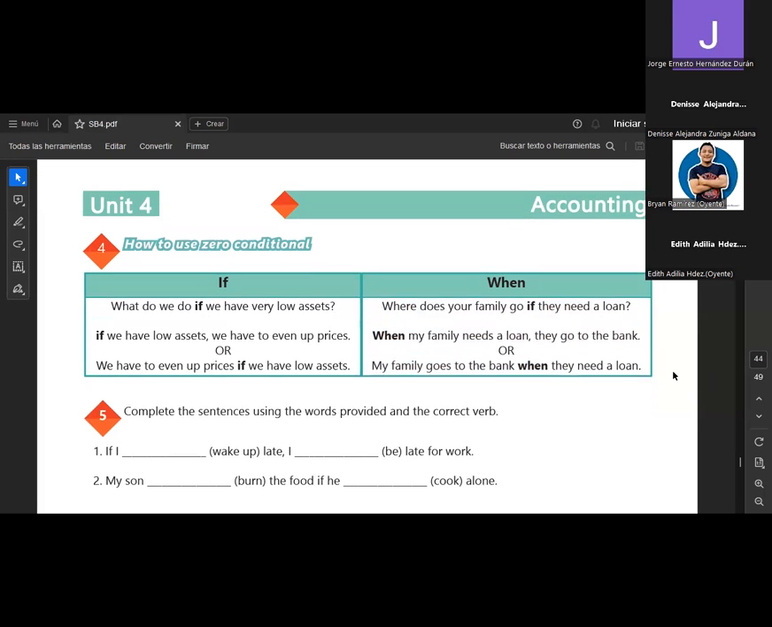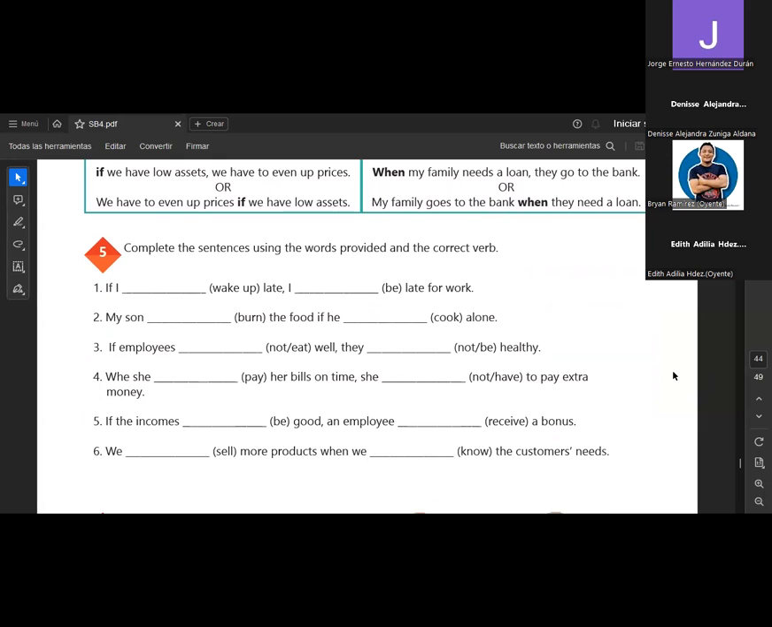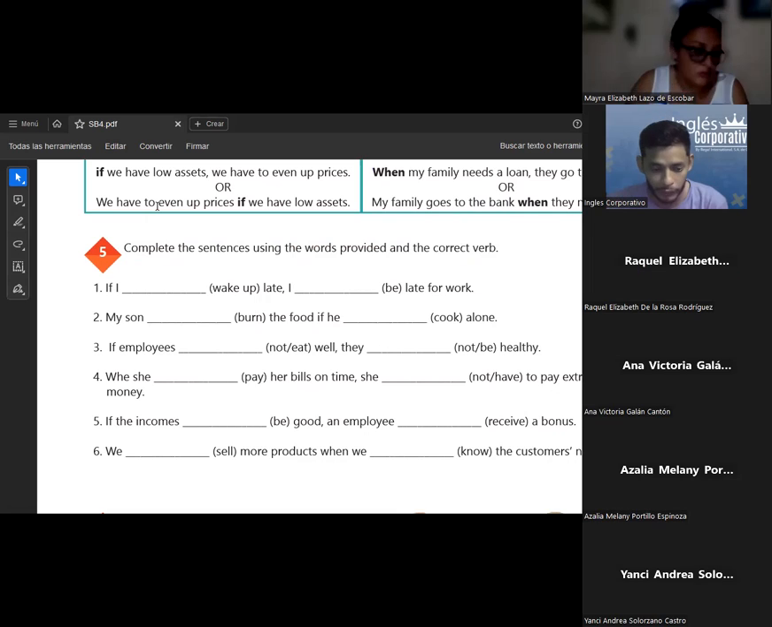Now, we're going to continue down here and we have six more sentences that we have to complete. The indication says, complete the sentences using the words provided and the correct verb. Se refiere acá al verbo correcto. Acá en el número 2, por ejemplo, tenemos my son. Colocamos el verbo burn, pero con S, burns, porque es tercera persona. Así que haremos eso. I'm going to give you 4 minutes. Les daré 4 minutos para poder hacer esta parte, la parte número 5.